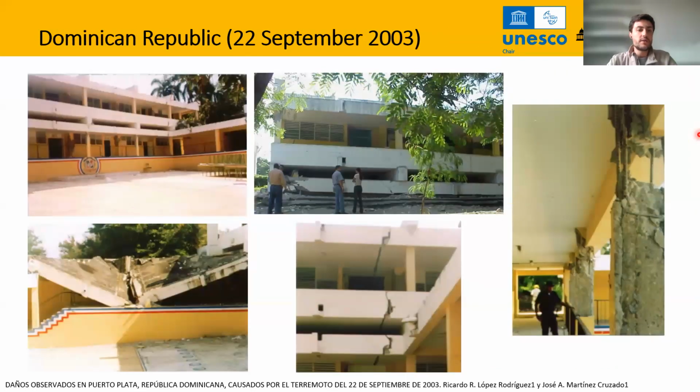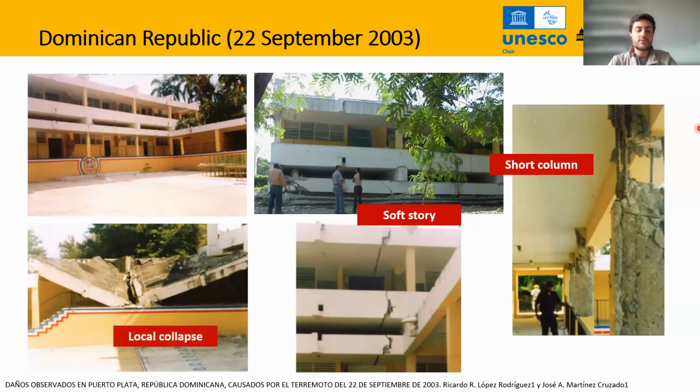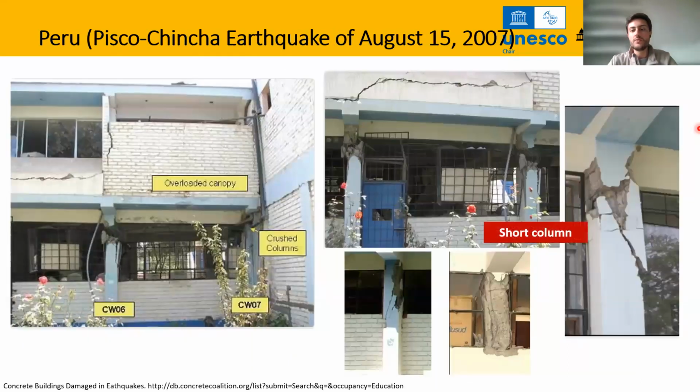This is another example in the Dominican Republic. In here, we can see that this building failed completely in this first story. We have a soft story collapsing here, a lot of short columns, as you can see, and also local collapses of some particular parts of the buildings. In Peru, some additional short columns, and one of the most critical problems, the out-of-plane infill failure.